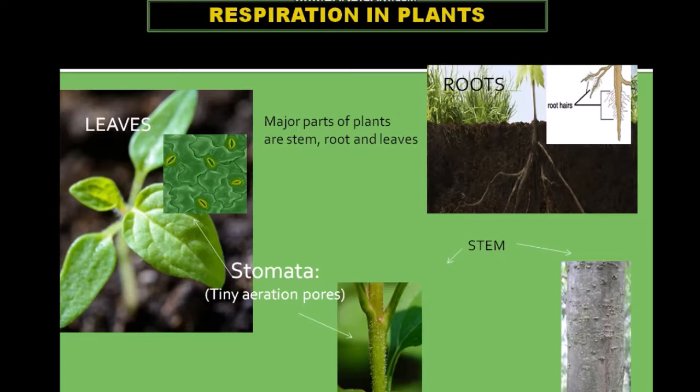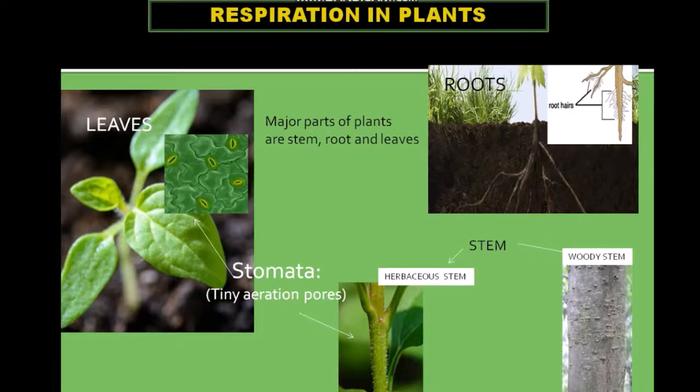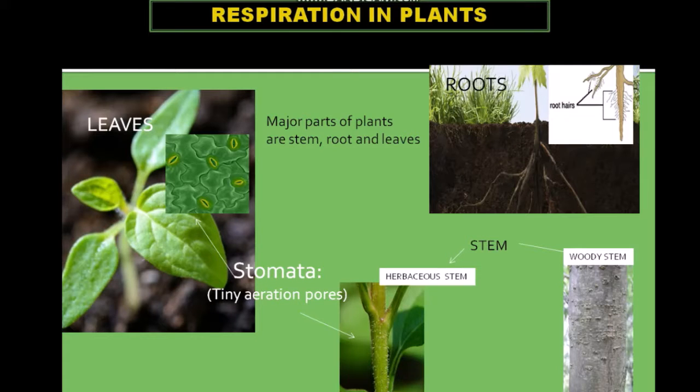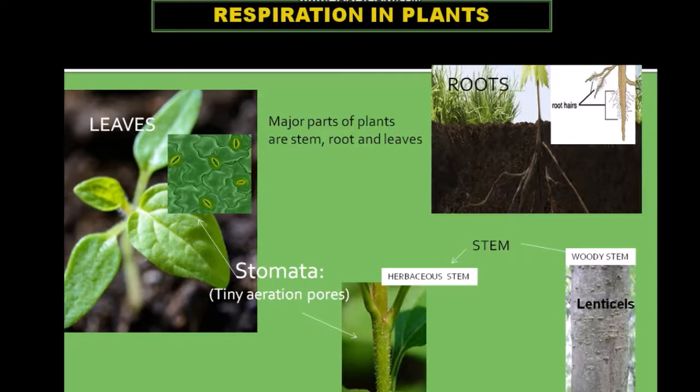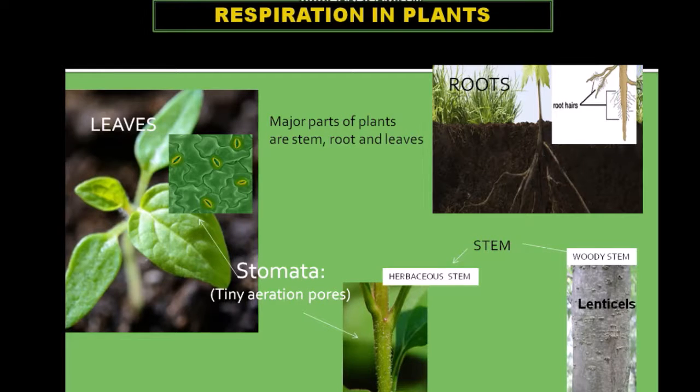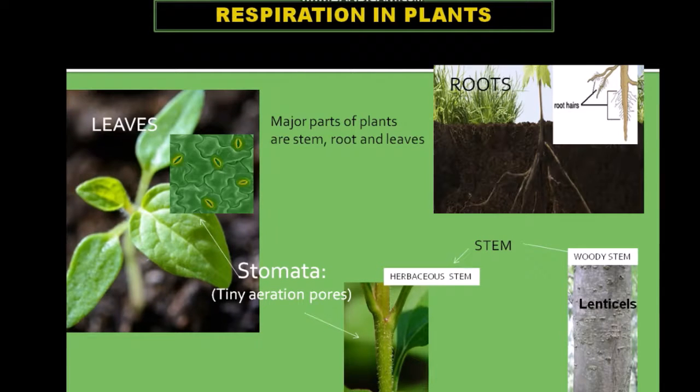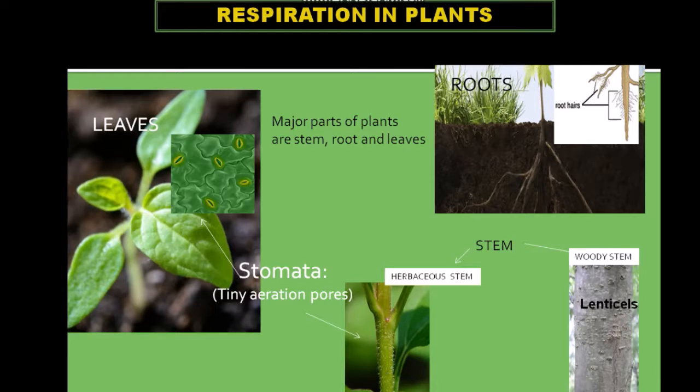When we classify the stem, we can speak about soft and woody stem. The soft stem is called herbaceous stem, whereas the strong, tough stem is called woody stem. For herbaceous stem, like the leaf, they use stomata, but the woody stem uses small stomata-like structures which are present and loosely packed in the bark of the trees, which we can see. That is called lenticels. These lenticels, like stomata, perform the respiration process.